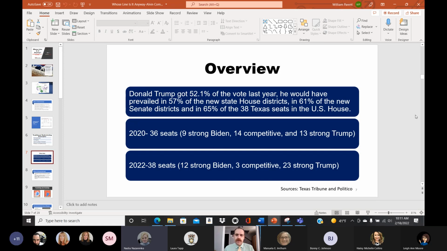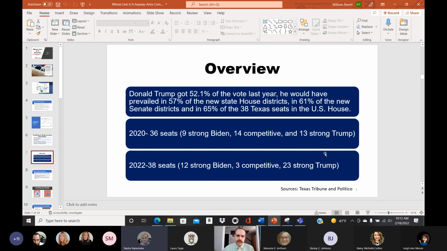Nonetheless, we look here in the state of Texas, and we see that he would have prevailed in 57% of the new state House districts and in 61% of the new Senate districts and in 65% of the 38 congressional district seats. I want to point this out again. Remember, Texas gained 2 seats in the U.S. House of Representatives. So in 2020, we had 36 members in the U.S. House of Representatives. Now we've got 38 members in the U.S. House of Representatives come the 2022 midterm election that will take place later this year.